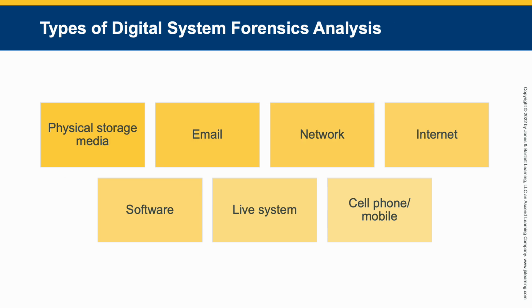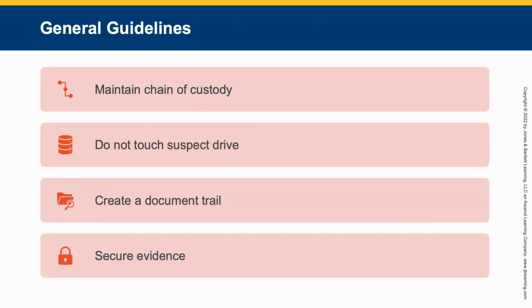So, types of digital system forensics analysis: the physical storage media, email, network, internet, as mentioned earlier. General guidelines: maintain chain of custody, do not touch the suspect drive, create a document trail, and secure the evidence.